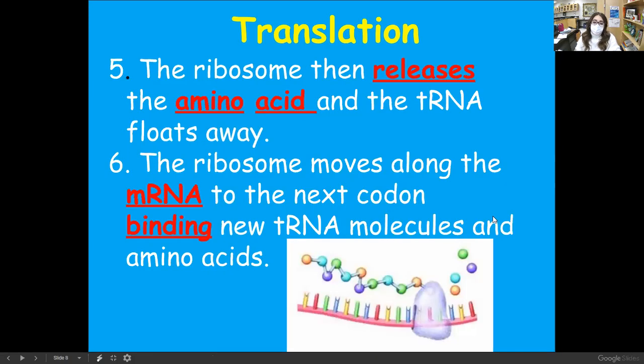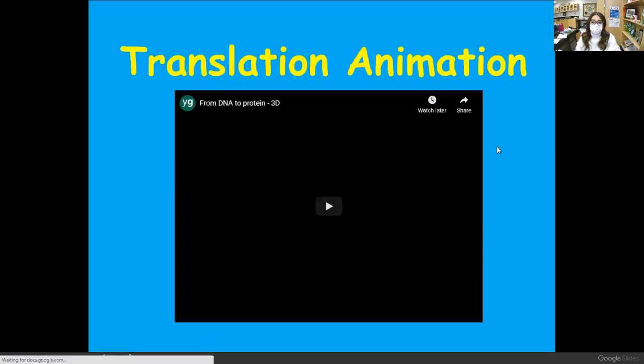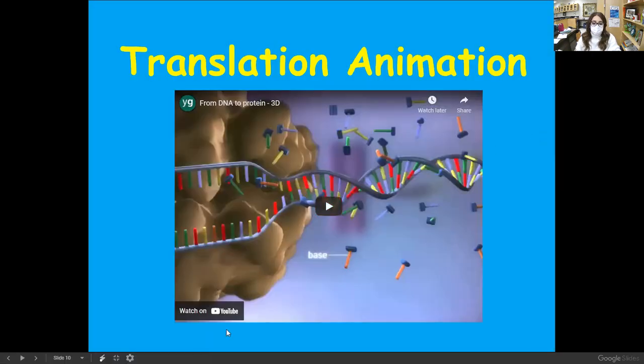The ribosome is going to continue to move along and connect these amino acids via peptide bonds until it reaches a stop codon. The stop codon is going to allow it to release the chain of amino acids, and essentially we've now created that protein. The protein is going to get folded so that it can be used. So let's look at this to see if we're able to have a visual to everything I just said.